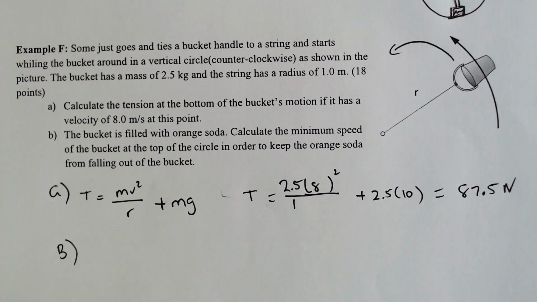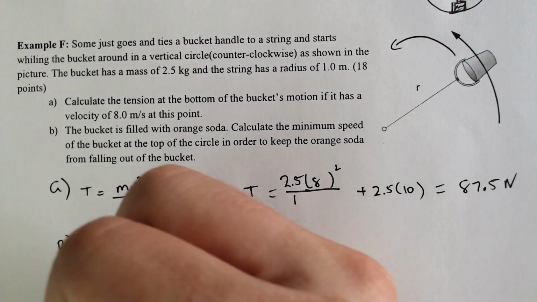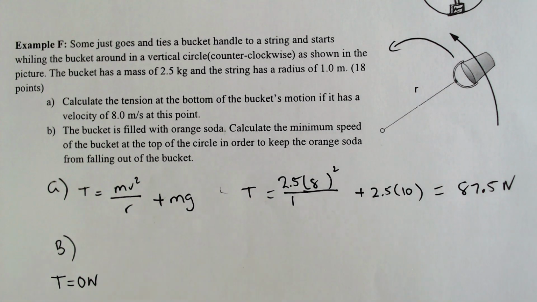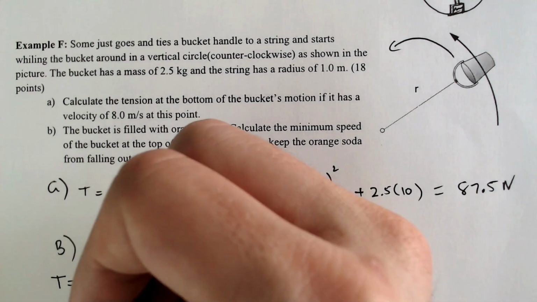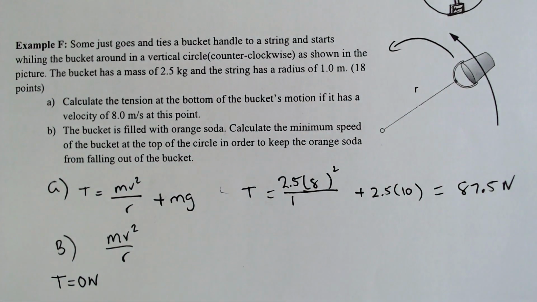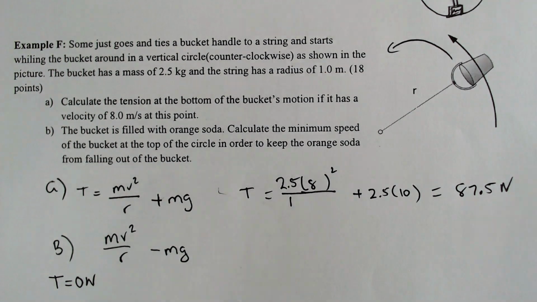So as long as it keeps going, we need to make sure that the tension essentially is bigger than 0 newtons in relationship to gravity. As long as the tension is a little bit bigger than 0 newtons, we're going to be fine. All right, so that means that the mv squared over r minus the m times g has to just be bigger than 0.